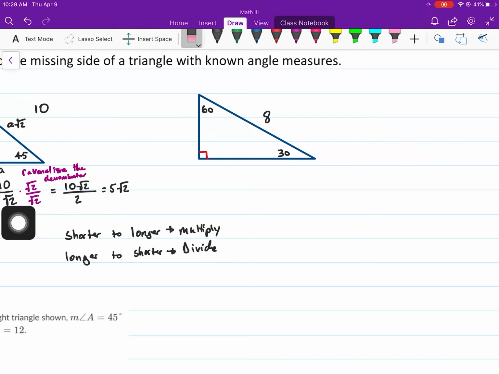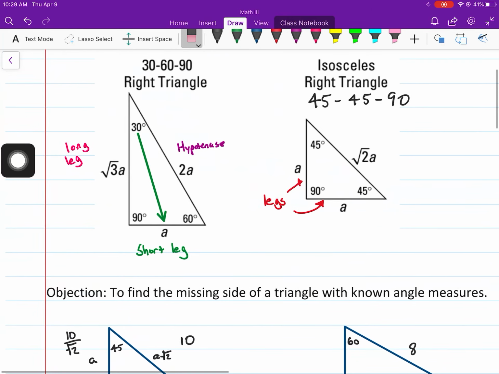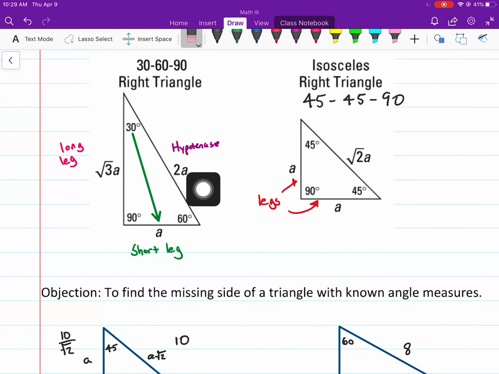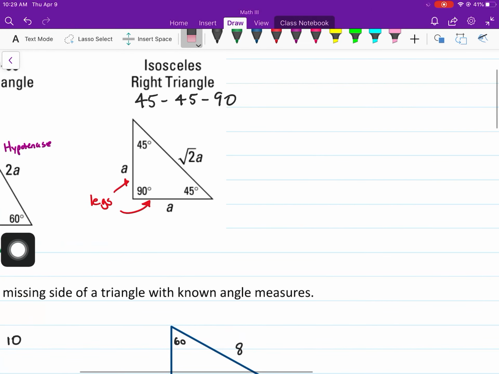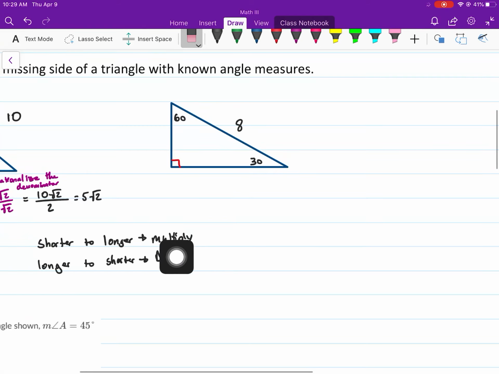If you remember, the hypotenuse is 2 times the short leg. Remember, that's our rule right here. The hypotenuse is 2 times whatever the short leg is. So how do we go backwards? Instead of multiplying by 2, we will divide by 2. So 8 divided by 2 is 4. And then to go to the long leg, we just take that 4 and multiply by the square root of 3. So that's going to be the progression that we're going to go through.